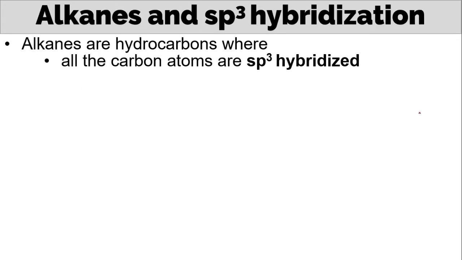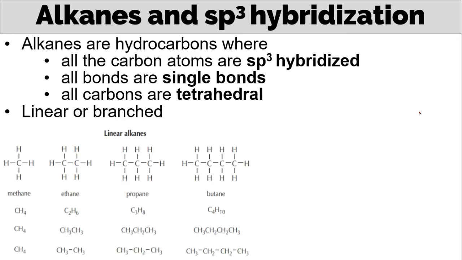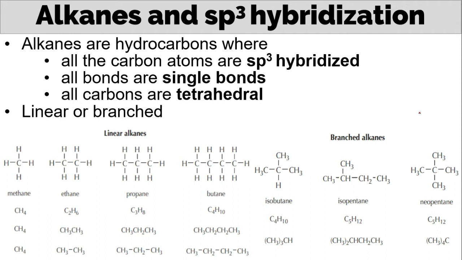Alkanes are hydrocarbons where all bonds are single bonds and all carbons are tetrahedral. So methane is the simplest alkane. Okay, so the carbon chain constitutes the basic skeleton of alkanes. Carbon chains with four or more atoms can be linear or branched. So again, four carbons or more. Some examples are shown below. This is for the linear alkanes, and this is for the branched alkanes. So this one is methane.